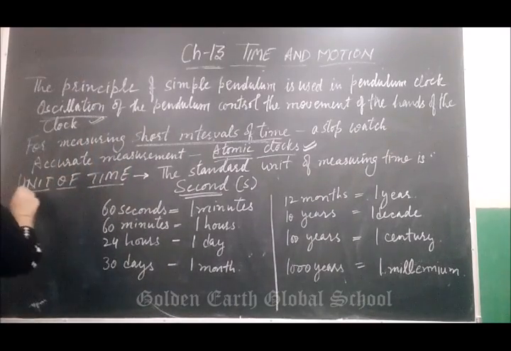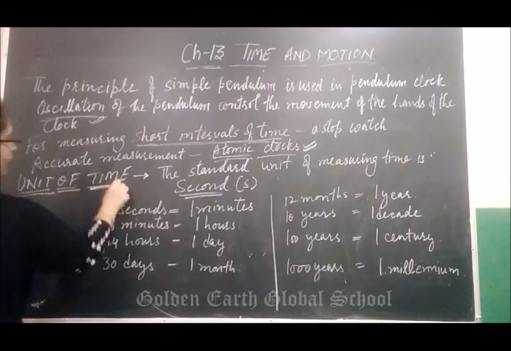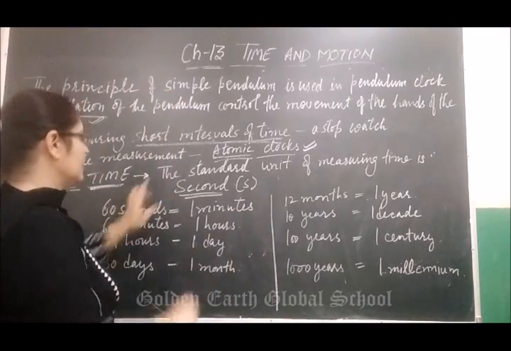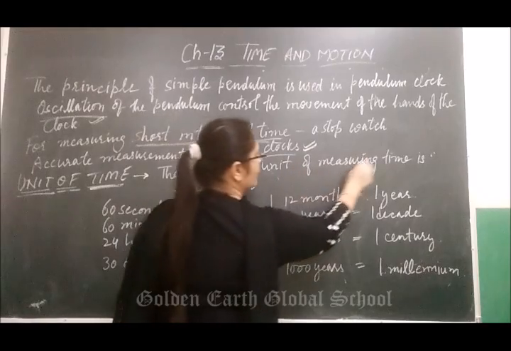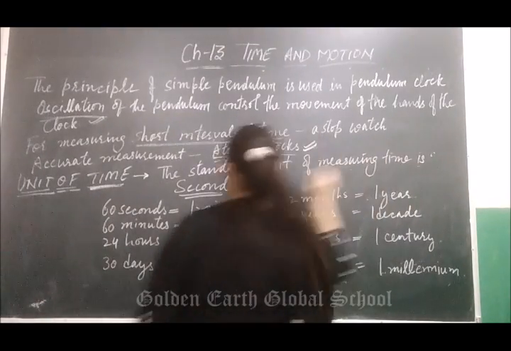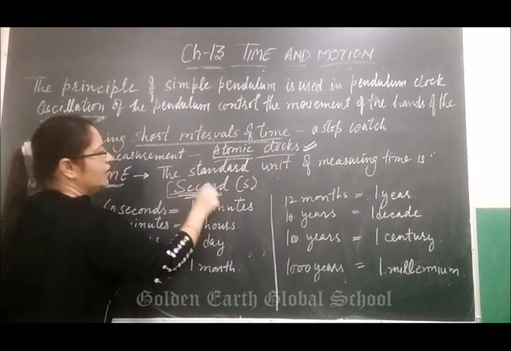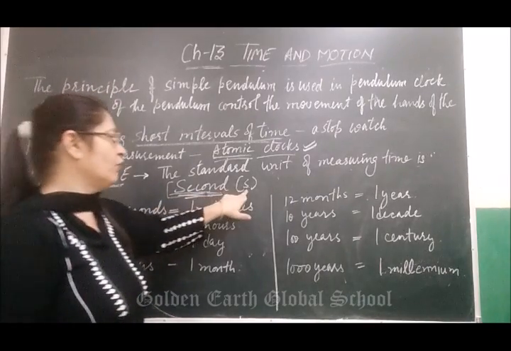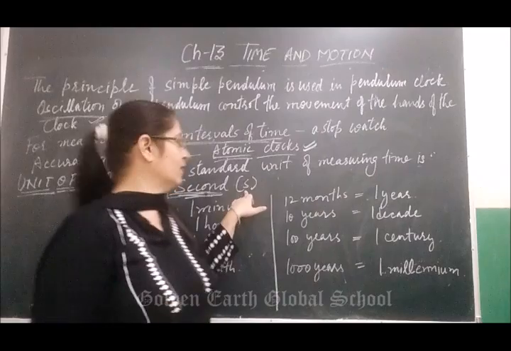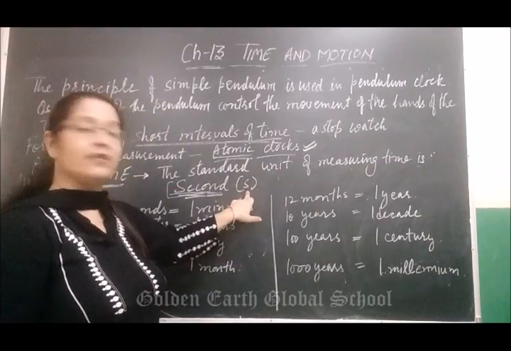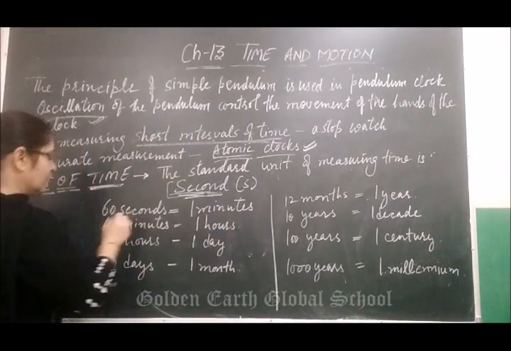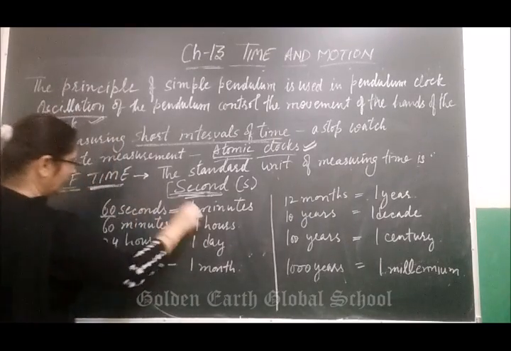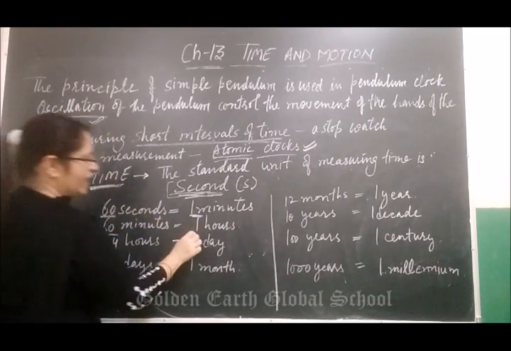Next is the unit of time. What do you mean by the unit of time? The standard unit of measuring time is the second, as all of us know very well. In short form we write it as small s. So 60 seconds make 1 minute, and 60 minutes make 1 hour.